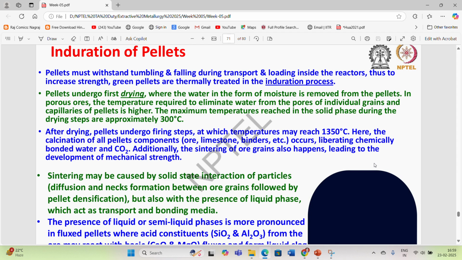Then after making the green pellets, we have to go for the induration of pellets so that they can withstand tumbling and falling during transport and loading inside the reactors, thus increasing their strength. Green pellets are thermally treated in the induration process. During induration, the first step is the drying operation, which happens at around 105 to 110 degrees Celsius. Pellets undergo first drying, where the water in the form of moisture is removed from the pellets in porous ores.